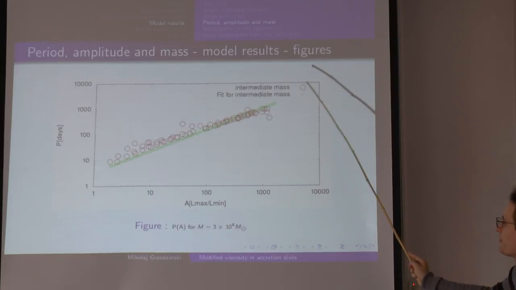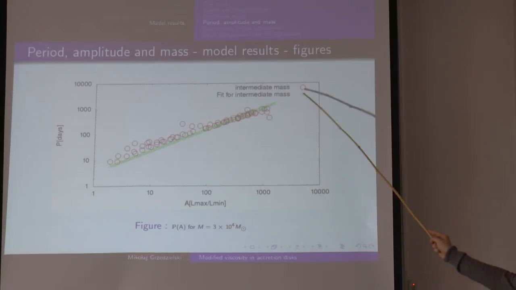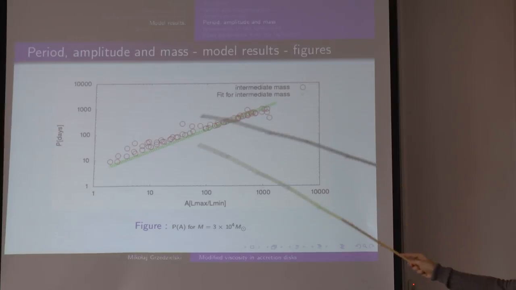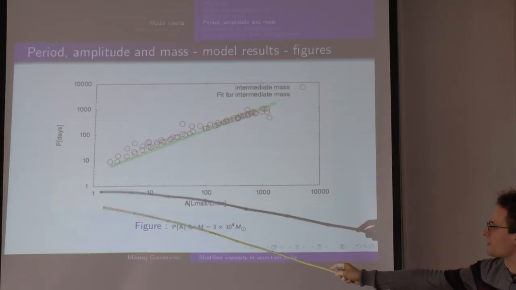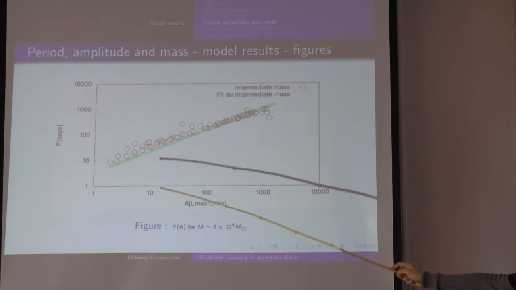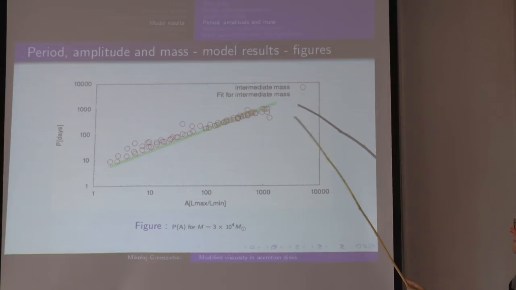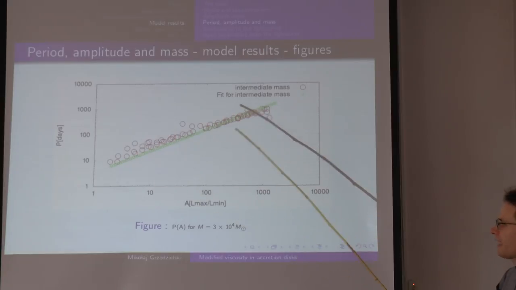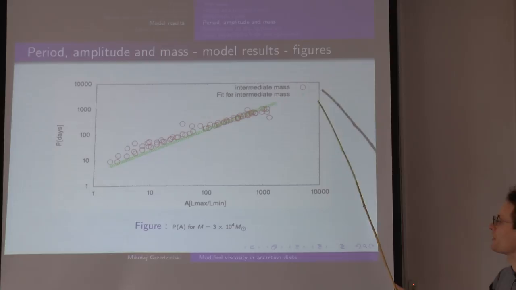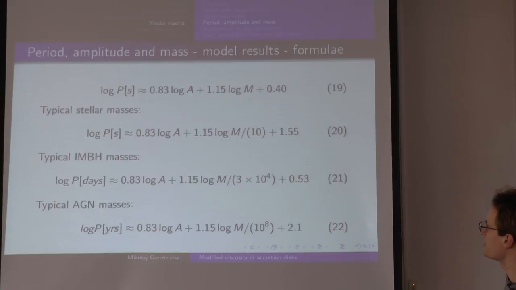This is one example of this middle formula. The large circles are the model results, and the small circles are the fit. The amplitude for these sources rises from 2 up to several thousands, and the period rises from 5 days up to 10 years. This correlation holds for any mu and any accretion rate. So these formulas are universal, and they are very useful for application to newly discovered sources.